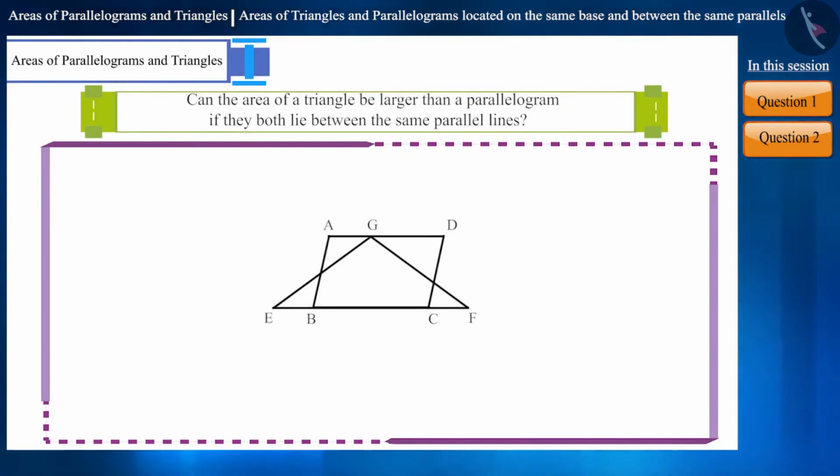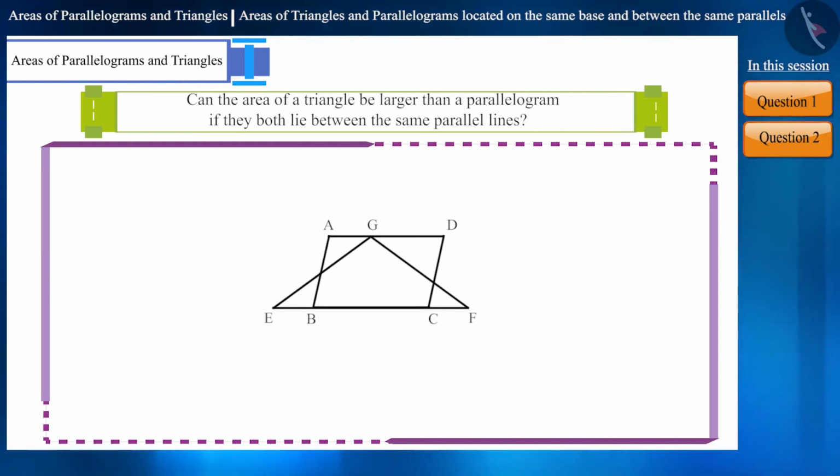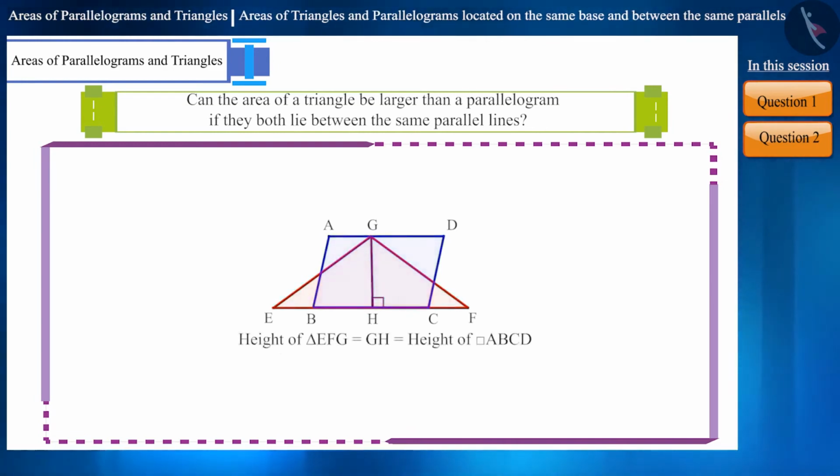Friends, to find the answer, we will use the formulas for the area of parallelogram and triangle. First, let's draw a perpendicular from the point G on side EF and call it GH. This is the height of both the triangle and the parallelogram. Since these shapes lie between the parallel lines AD and EF, the height of both will be equal, which is GH. Therefore, their area will depend on their base.